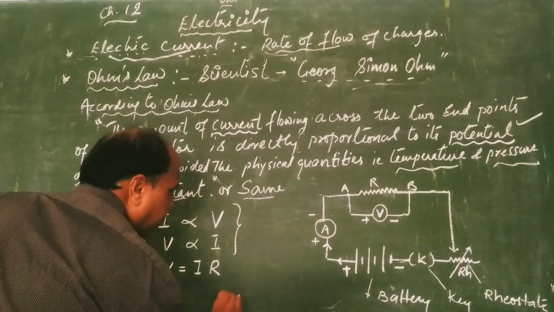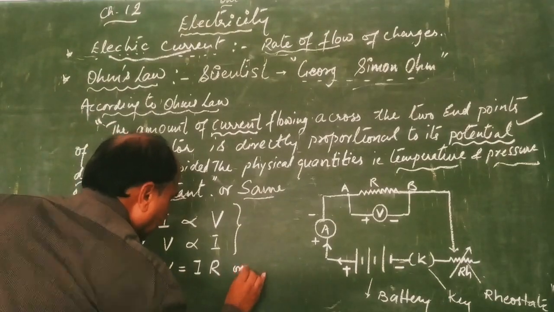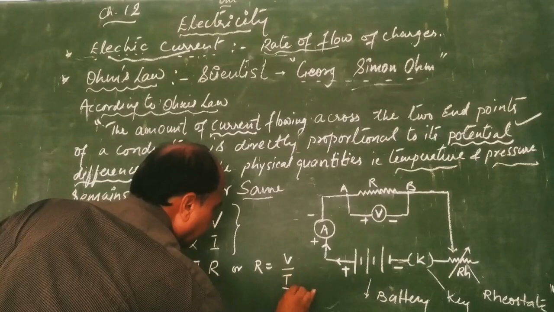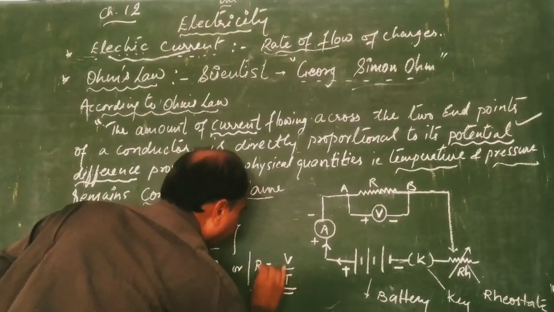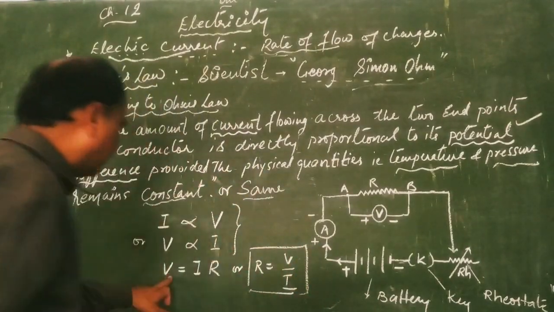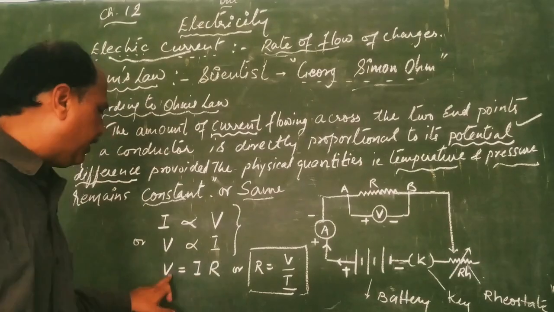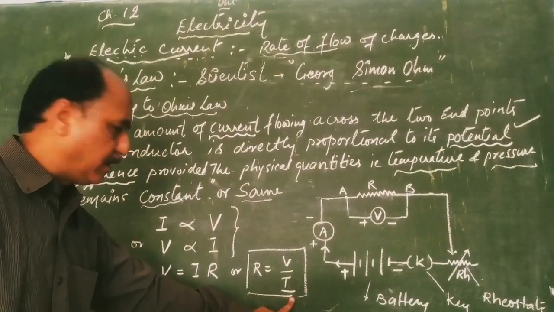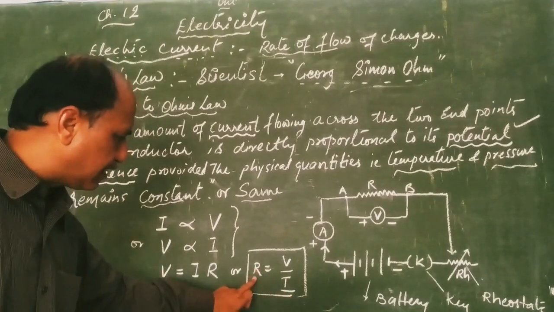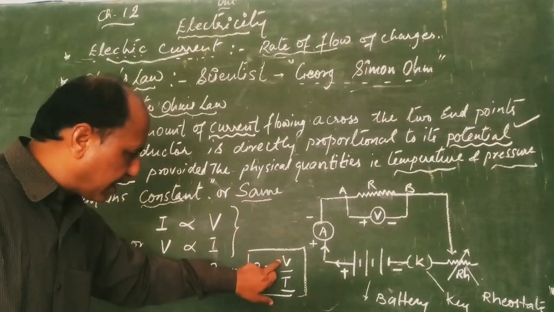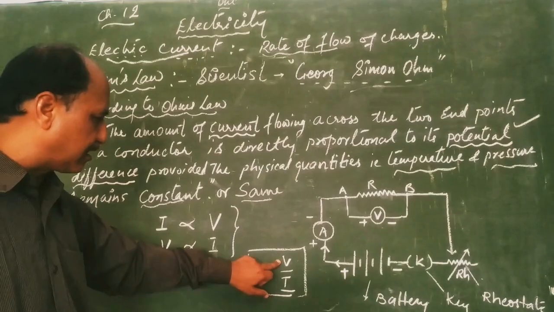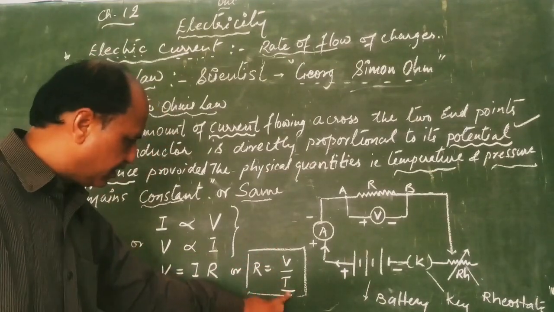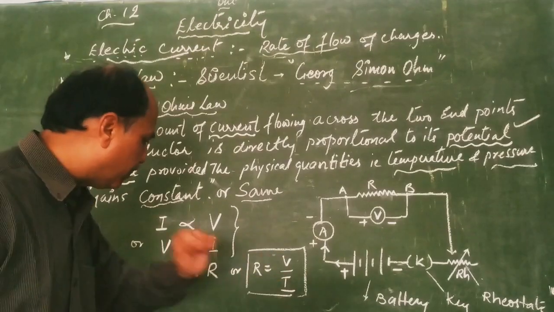Now this can be taken as R equals V by I. A small expression we can obtain from this expression itself: when we say V equals IR, or R equals V by I. That means R is the ratio of potential difference across the conductor to the amount of current flowing through it. So V upon I is the ratio.